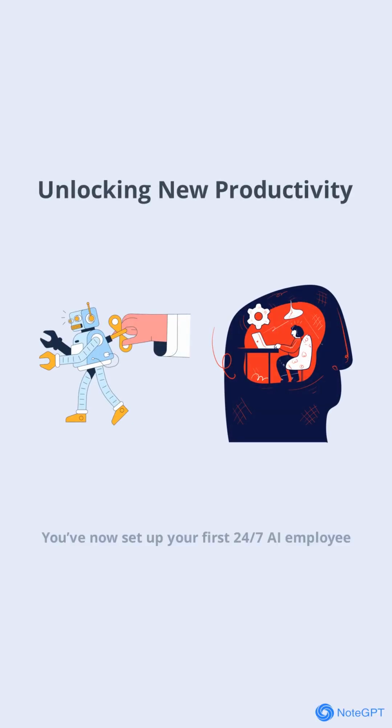Congratulations, you've now set up your first 24/7 AI employee. With OpenClaw running on secure hardware, connected to a powerful AI model and integrated with Telegram, you're ready to unlock a new level of productivity. Your digital operator can manage files, execute code, and handle tasks day and night, freeing you to focus on what matters most. As you continue to use and refine your AI employee, you'll discover even more ways it can support your goals and streamline your workflow.